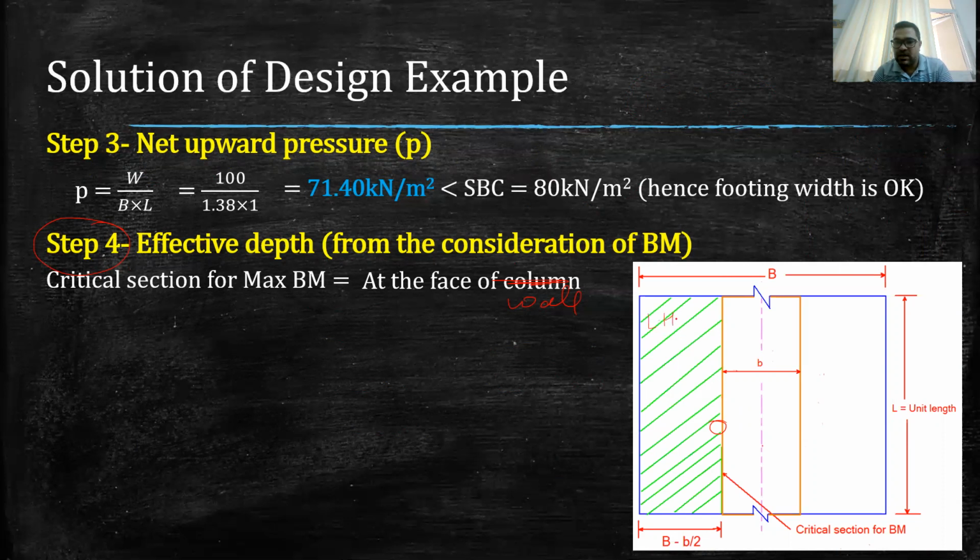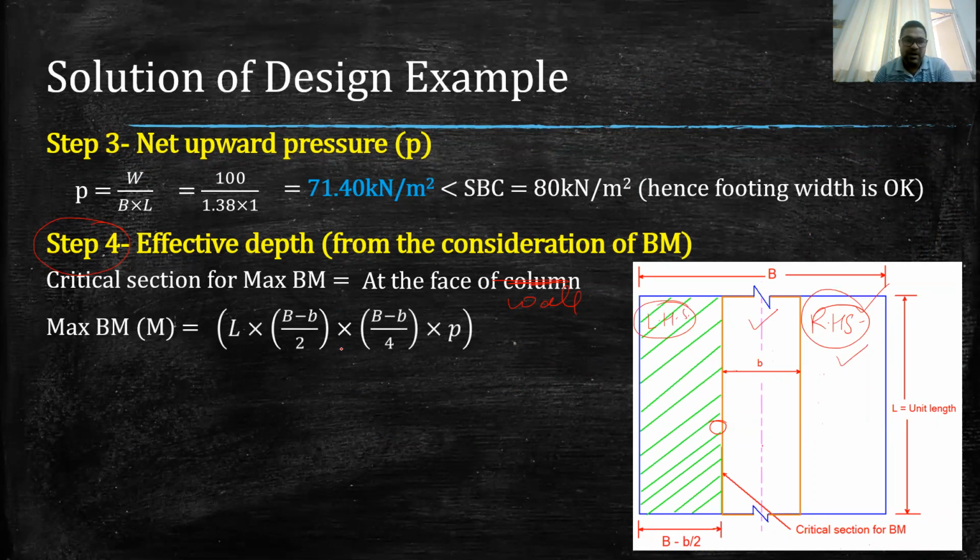One is the LHS part and the second one is the RHS part. In the RHS we have the wall and we have the footing part also. Therefore in the RHS we have two loads, in the LHS we have only one load. So we will consider the LHS part. I have already explained this in the previous lecture using the diagram. The formula for bending moment will be the same as I formulated in the previous lecture.